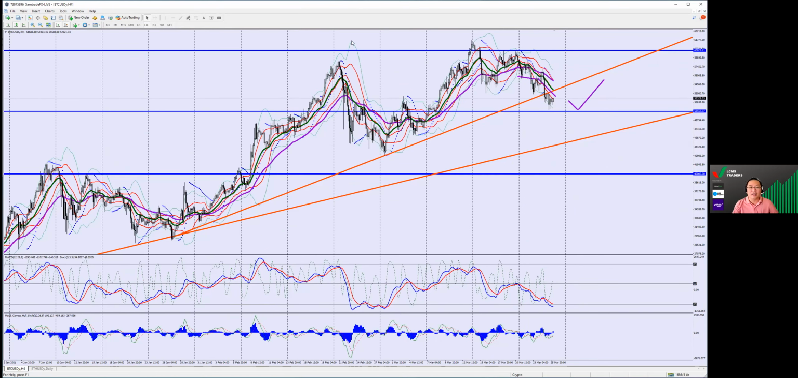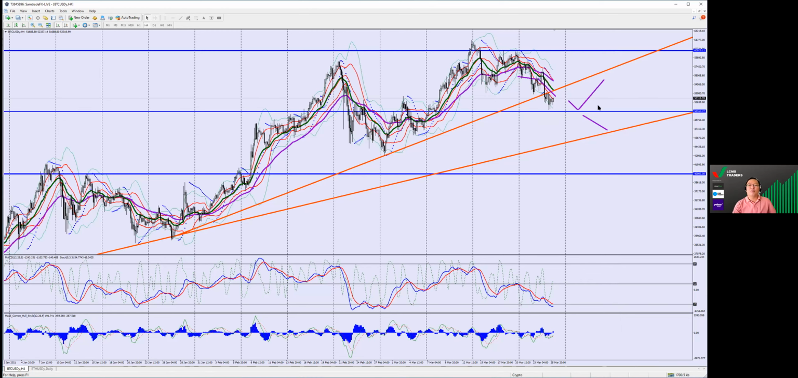But if it does not, now, this 50,000, as I said, is really a psychological level. If it really breaks the 50,000 range, we are looking at going down, and I believe it will most likely go and retest this long-term trend line here, at around the price, I believe, of about 46 to 45,000 range. Just be careful, okay?